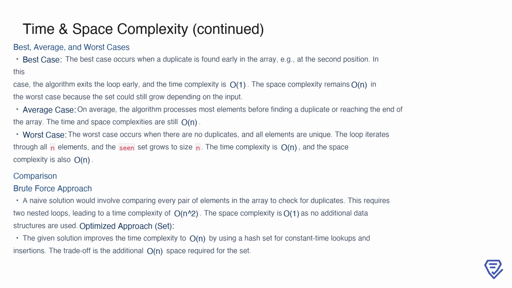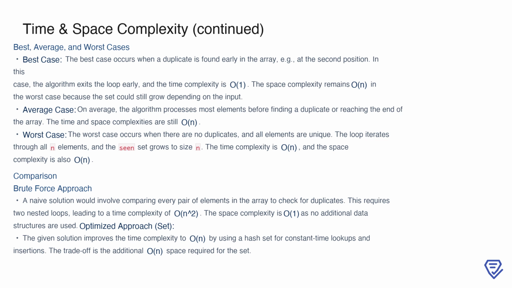Let's break down the different cases for this algorithm. In the best case, a duplicate is found very early, such as at the second position in the array. Here, the algorithm terminates early, so the time complexity is effectively O(1). However, the space complexity still remains O(n) in the worst case, as the seen set could still grow depending on the input.